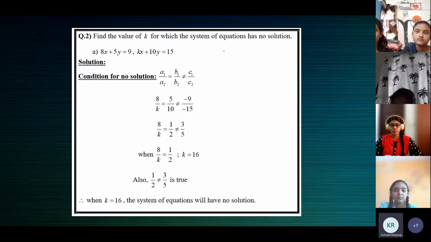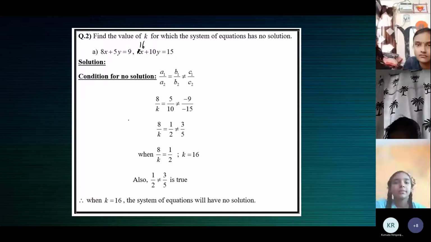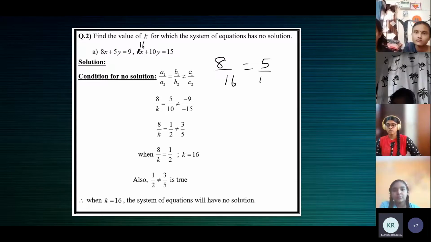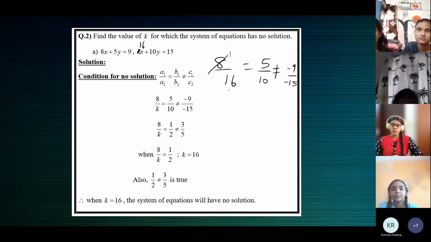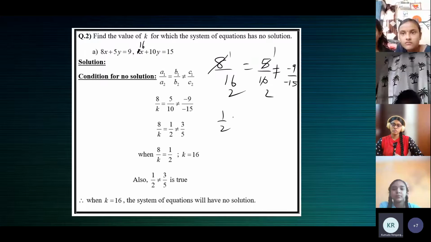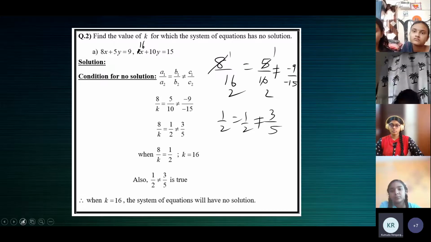Because you'd see when k is 16, what happens? This is 16. If this is 16, 8 by 16 is equal to 5 by 10, which is not equal to minus 9 by minus 15. So it becomes 1 by 2 is equal to 1 by 2, which is not equal to 3 by 5. This is true. This is the condition for no solution: A1 by A2 should be equal to B1 by B2, and should not be equal to C1 by C2.